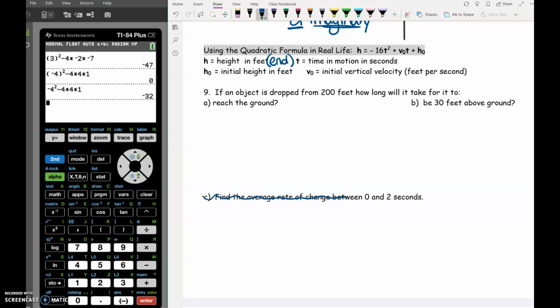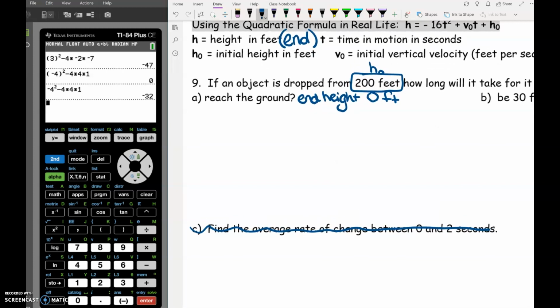We are not going to do part C. If an object is dropped from 200 feet, how long will it take for the object to reach the ground? Reaching the ground would be an end height of 0 feet. This 200 is a beginning height. So if you want to put h sub 0 next to that 200 feet to tell yourself that that is your initial height. So let's write this in.